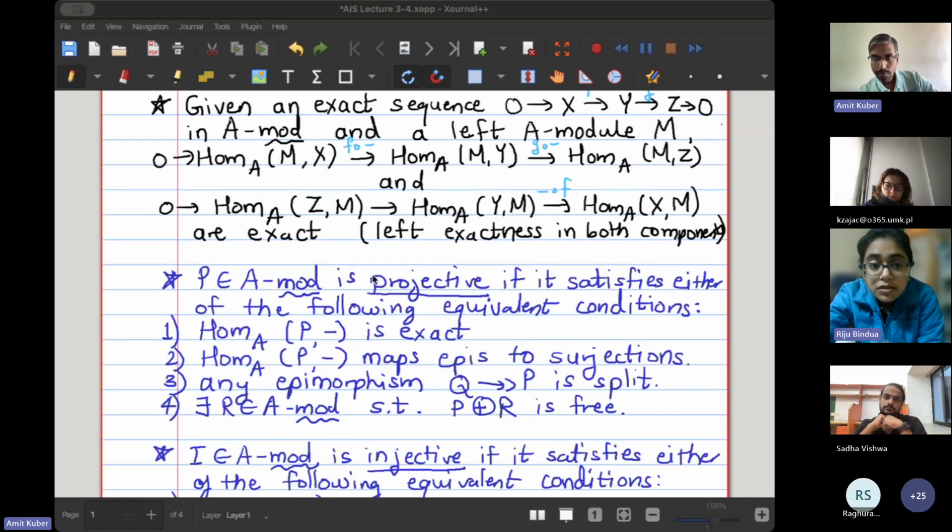Yes, Riju? Sir, like earlier you said kernels are preserved but co-kernels are not. Could you please elaborate on what you meant by that?